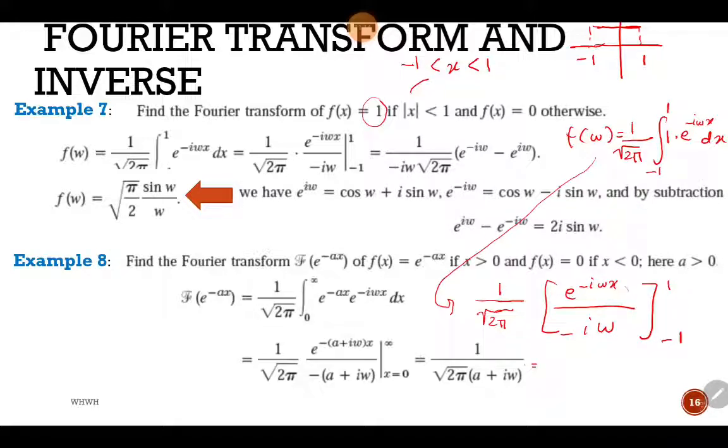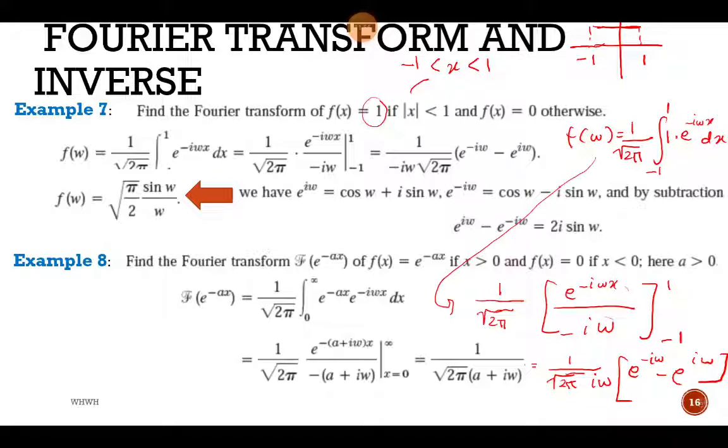Okay, so then kamu akan dapat, okay, i omega ni boleh bawa keluar sebab dia tak ada kena-mengena dengan x kan. So 1 per sqrt 2 pi i omega. So tinggal je lah e kuasa negatif i omega x. So x kita gantikan nilai dengan 1 dan dengan negatif 1. So ni kamu akan dapat e negatif i omega tolak e kuasa i omega. Okay, boleh ikut ni?